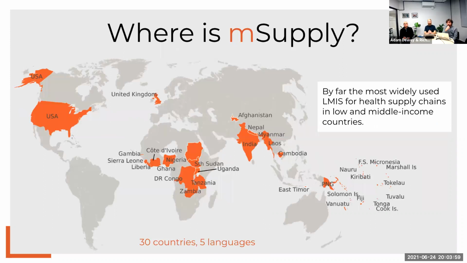Where is mSupply used? So mSupply is used all over the world. It's in over 30 countries, and it's in 5 different languages. There's a strong presence in the Pacific region. And it's the most popular logistics management information system used in low and middle income countries.